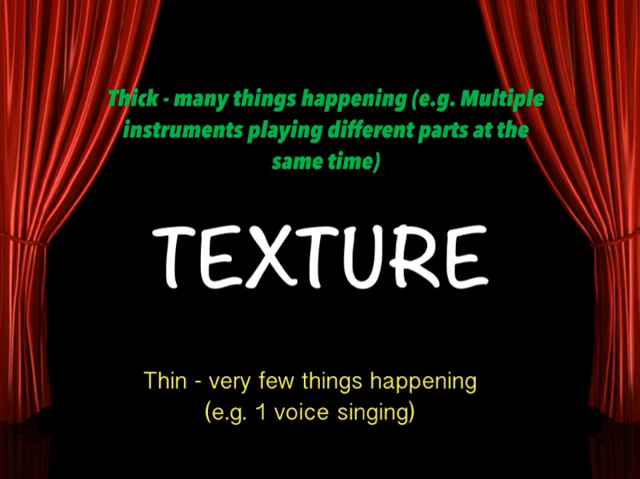A thin texture means there's very few things happening. Like in a solo, if someone is singing solo, a cappella, without music, that's a thin texture because you only have one thing going on. Or you might have two voices playing, like a clarinet and a flute. Those two sections are playing at the same time, and then later on, the whole band comes in. When the clarinet and flute are playing, that texture is thinner than when the whole band is playing because you have more things happening.